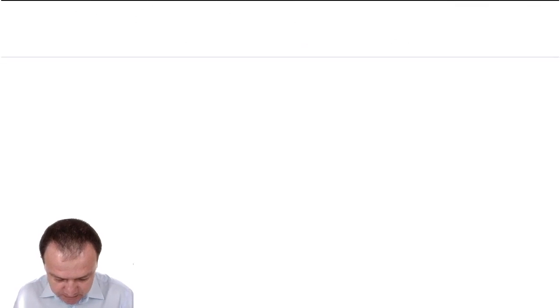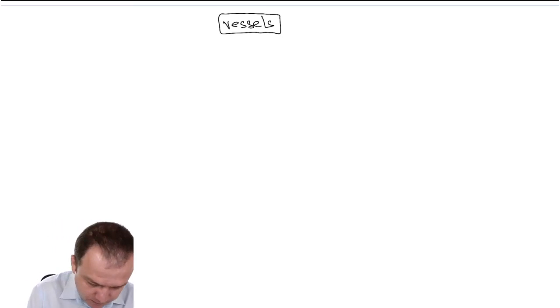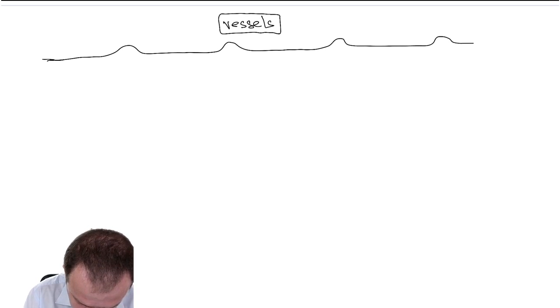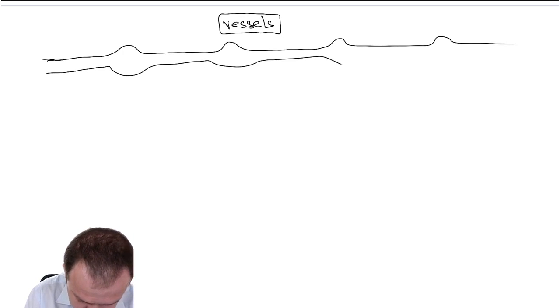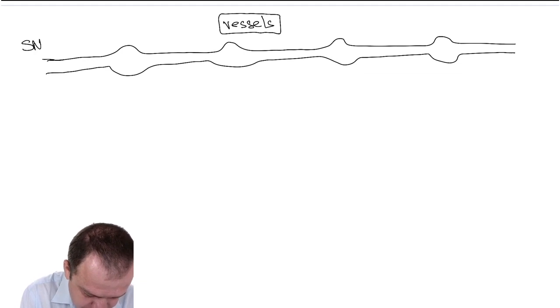We should discuss vessels. And we should see a few words about the type of receptors in the vessels. We know that almost all vessels in the human body are innervated by the sympathetic nervous system.